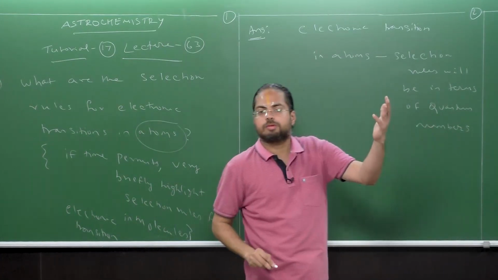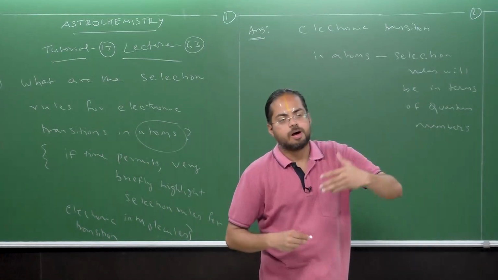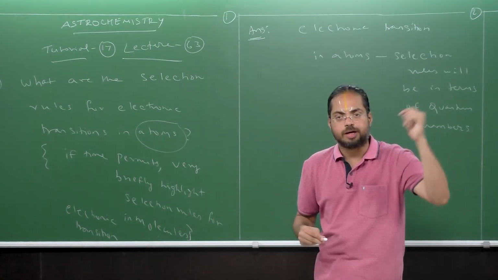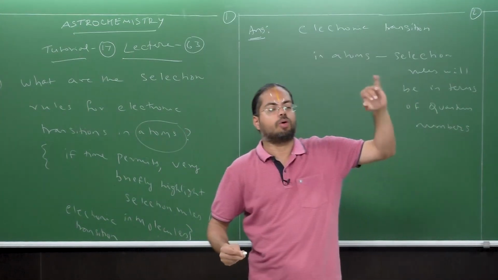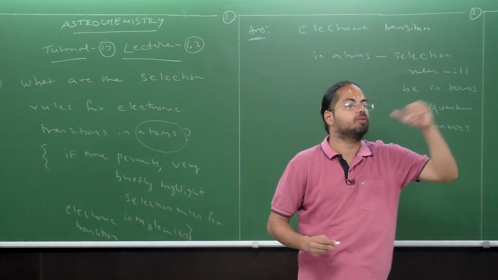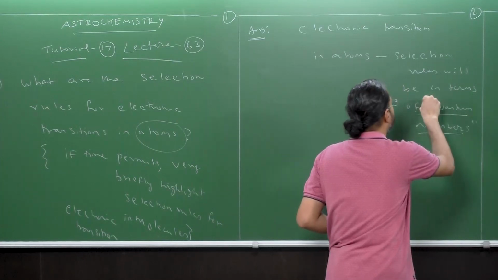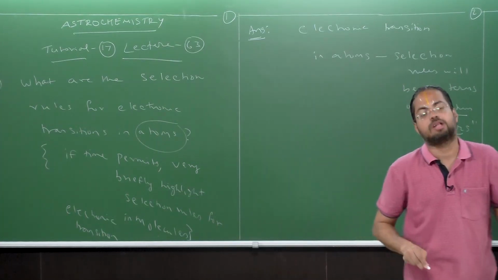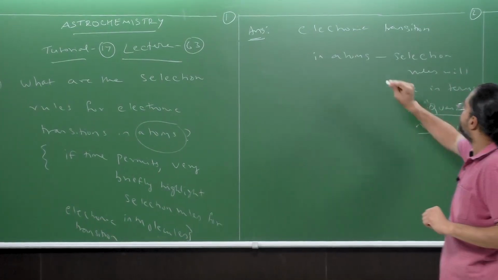Now, what are the quantum numbers that you are aware of? From 11th and 12th standard, while discussing the electronic configuration of atoms, we talked about the principal quantum number, the azimuthal quantum number, the magnetic quantum number, and the spin quantum number, right? In fact, the principal quantum number itself might not play a big role, but the three other quantum numbers will play a very big role in determining the selection rules.